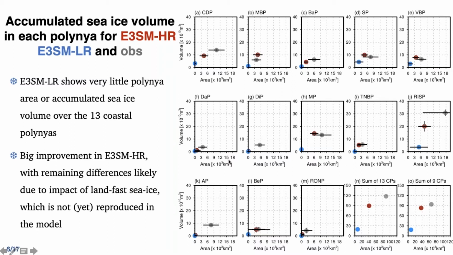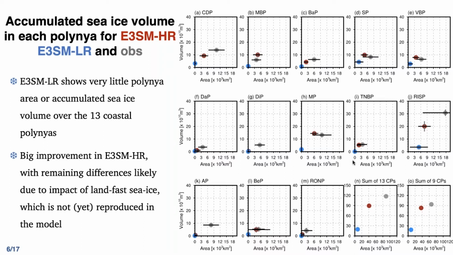In some cases, there is no polynya whatsoever. And that's expected because it's low resolution. But the high res does a pretty decent job in most of the polynyas, except for 4 of them, where basically there is not much difference, and they correspond with the polynyas where you would see a different sea ice production in the previous slide.